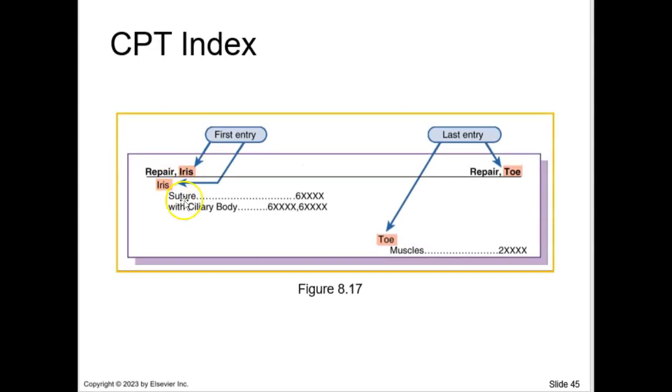And here, this gives you a good example of the index. If they look under repair, iris, right here's iris. Was it repair of the iris with a suture, ciliary body? And then it gives you just different codes. So it gives you a place to at least start from. So same thing here, repair, toe, was it the muscles? It gives you a start.